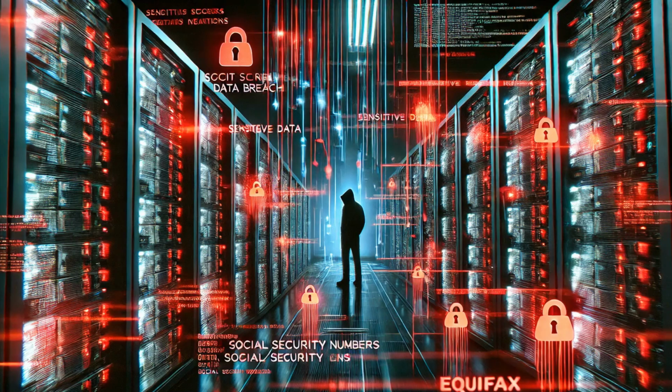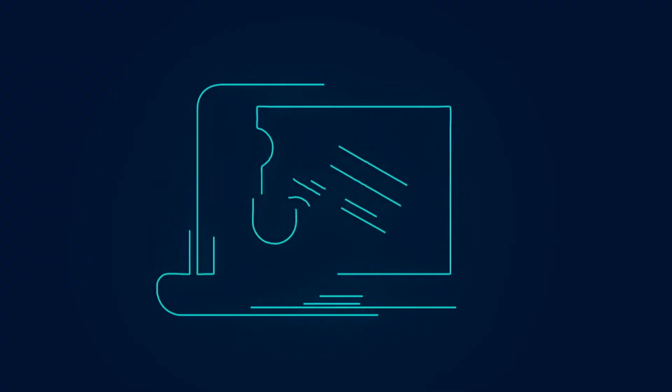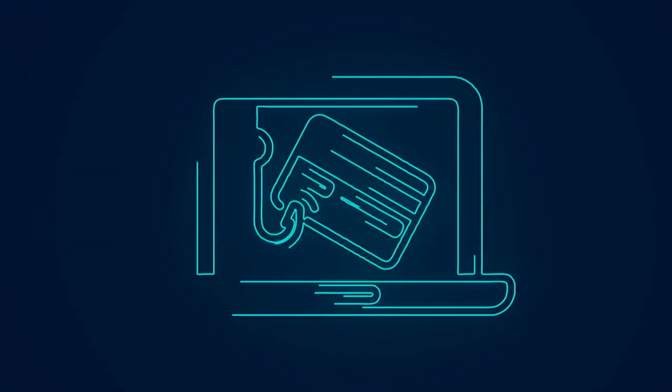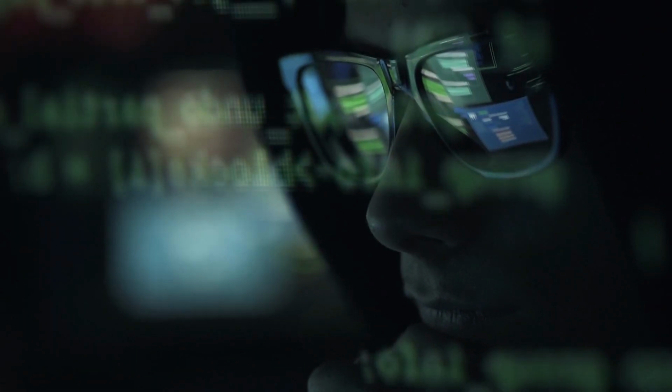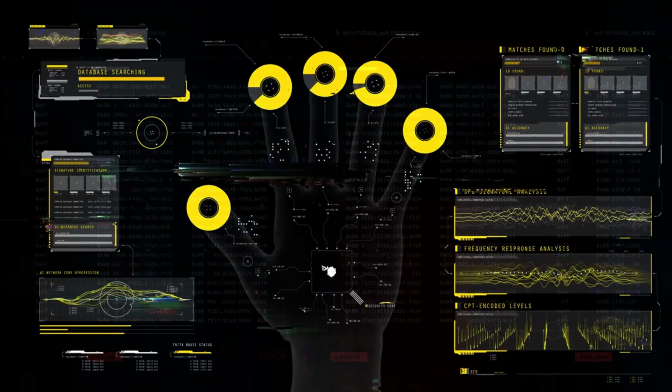Example of Stage 3, privilege escalation. In the Equifax breach of 2017, attackers exploited an unpatched vulnerability in the Apache Struts web application. Once inside, they escalated their privileges to access sensitive data, including social security numbers of over 147 million people.